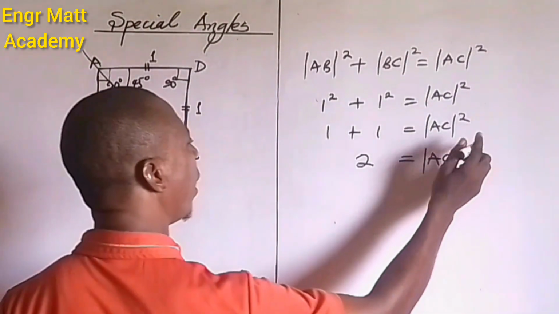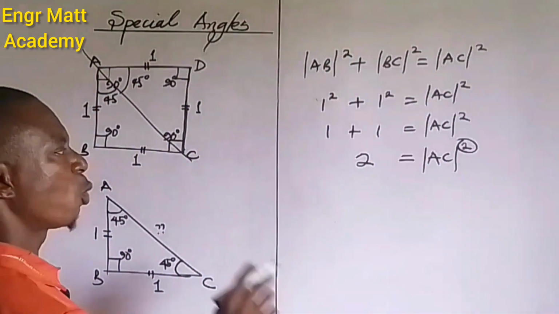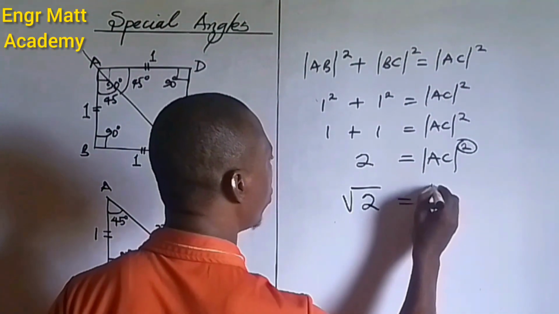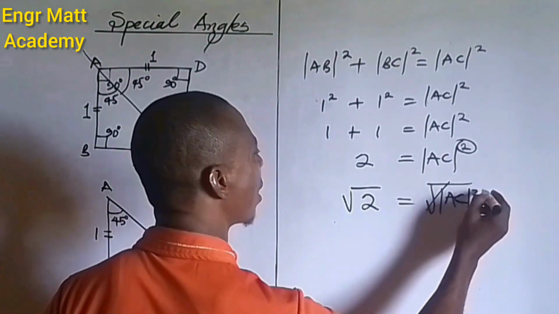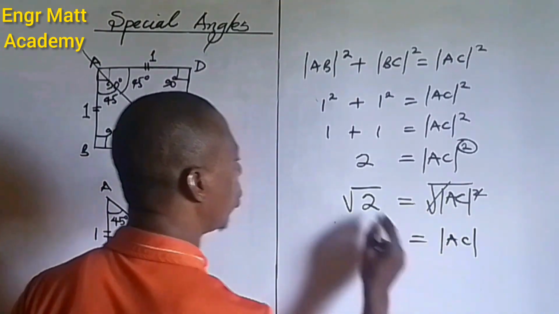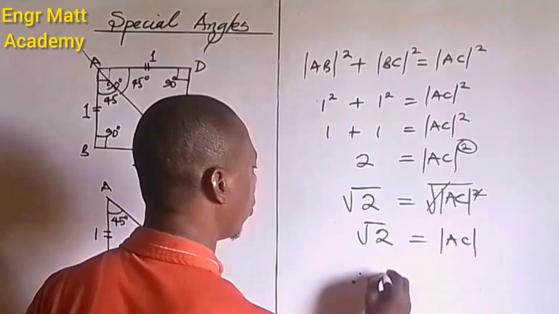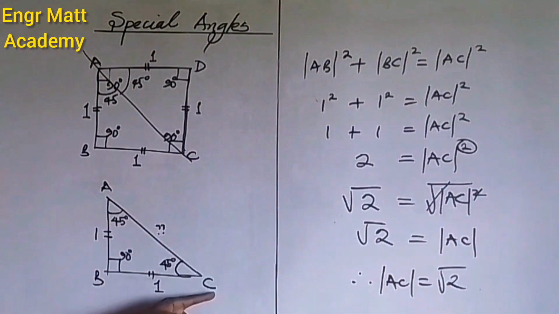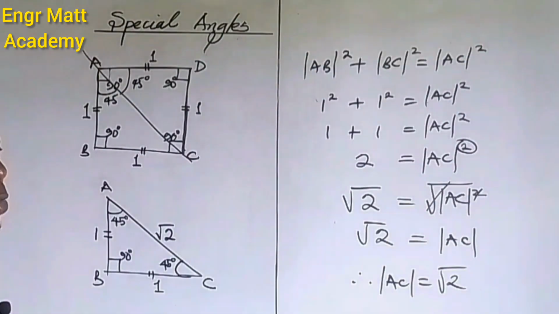Now we need to remove this square so that it will remain only AC, because now AC we need. So we will take the square root of both sides. Square root of 2 is equal to square root of AC squared. Now square root, they always cancel square. So what will remain for here? Now AC equal to the square root of 2. Now let's just change their position. So therefore AC is equal to root 2. So this AC we see for here, the length na root 2 or square root of 2.